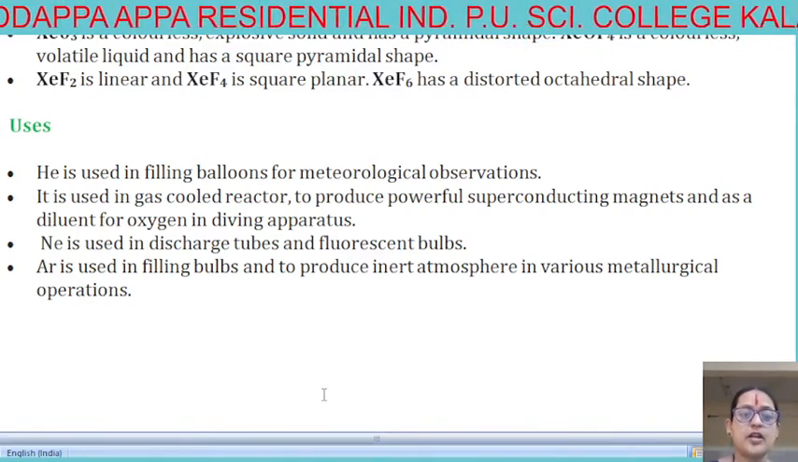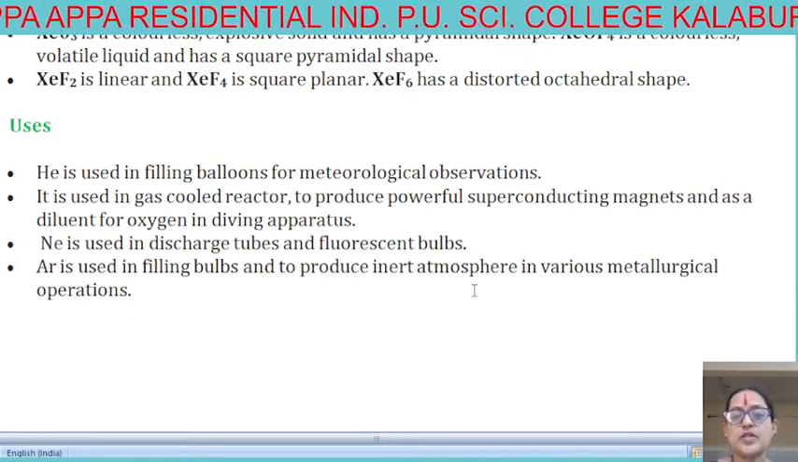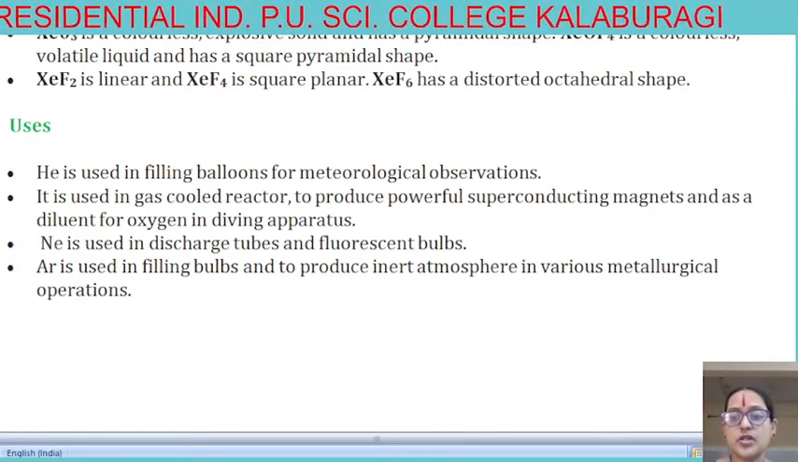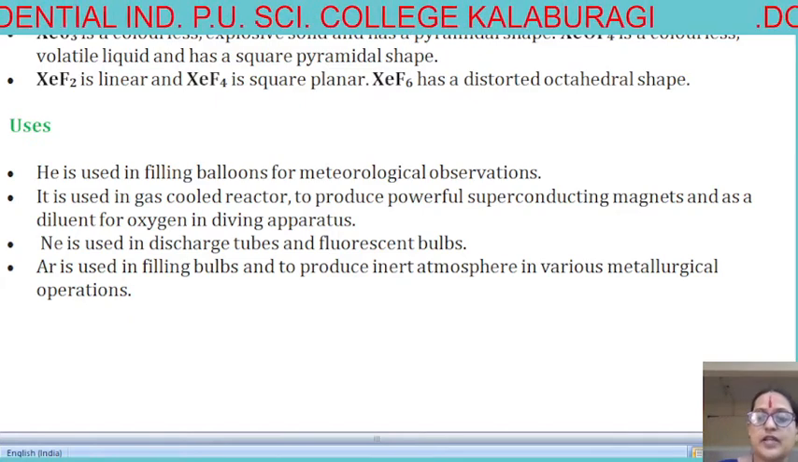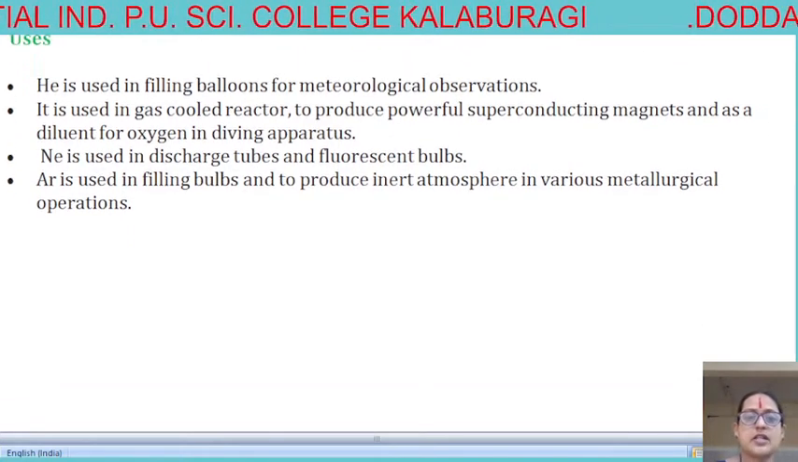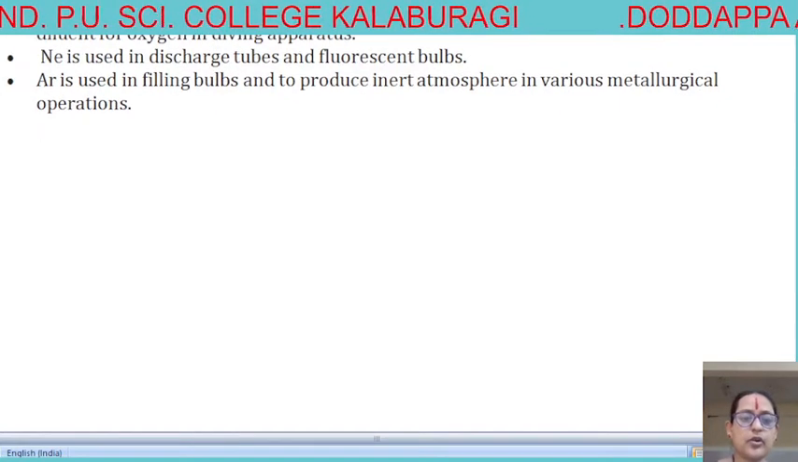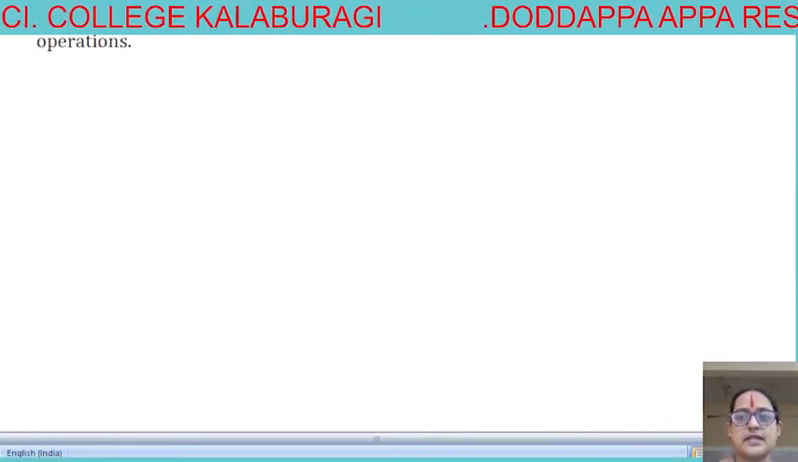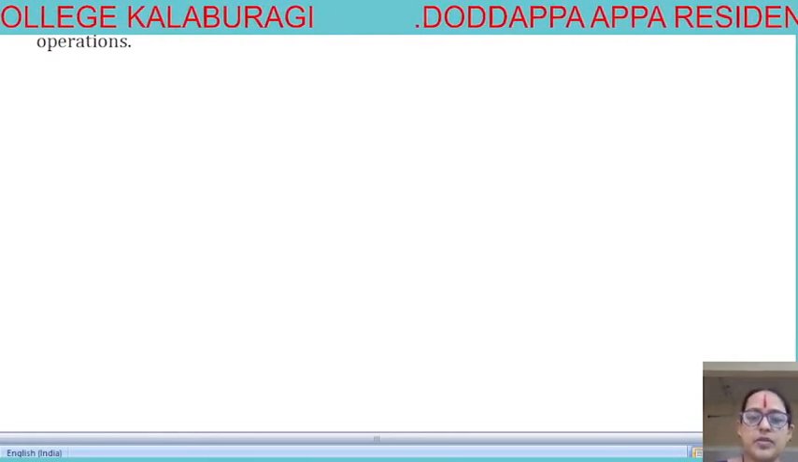Argon is used in filling bulbs and to produce an inert atmosphere in various metallurgical operations. Also, neon is used in discharge tubes. What we can see, advertisements, large screens at night, they will be glowing. These are all produced by neon gas. So this was all about the P block elements.